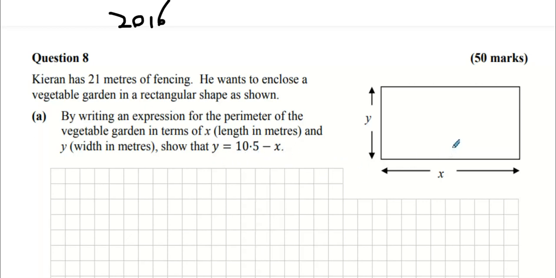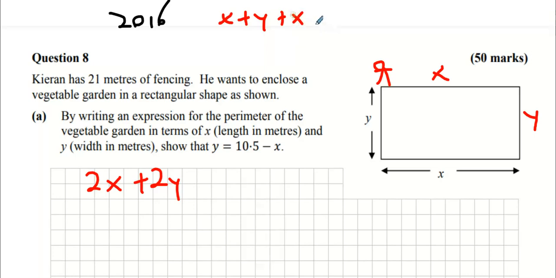All right, so here's what we're going to do. The perimeter is basically, if you run a lap of the field, that's the perimeter. So it's going to be x plus y plus x plus another y. So essentially, it's going to be 2x's plus 2y's, which is x plus y plus x plus y. And that has to equal 21.